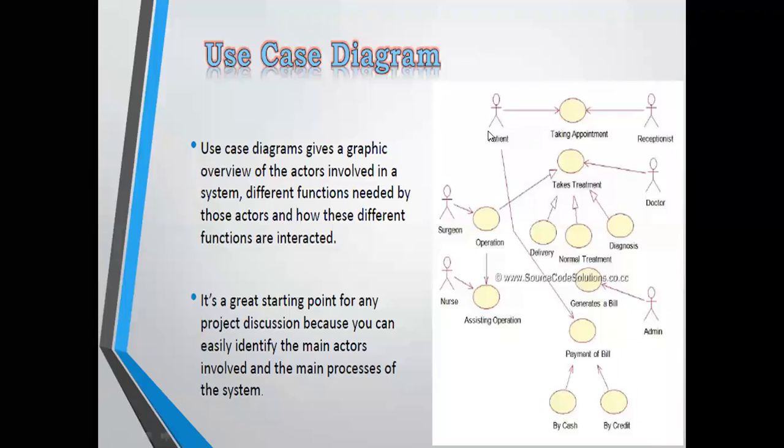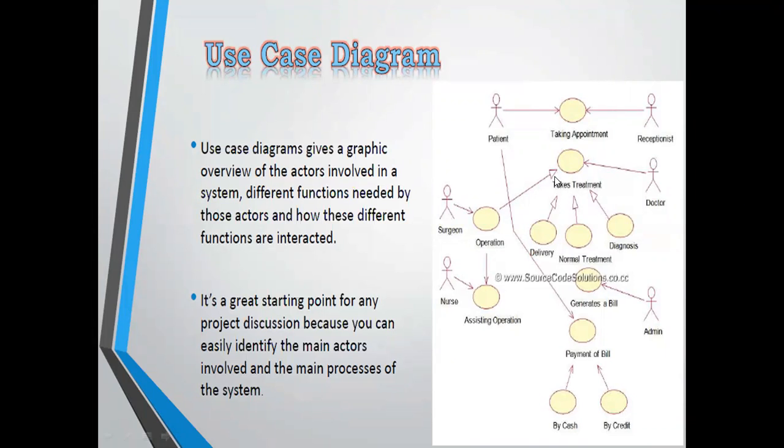Then after taking the appointment, the surgeon or doctor is going to give the treatment to that patient. Okay, so the surgeon will do the operation, or assigns the operation to the next actor, that is the nurse. Okay, this is the generalization, takes the treatment or what kind of treatment. Okay, there are several types of treatment: delivery, normal treatment, or diagnosis, any type of diagnosis. This arrow indicates the generalization. Okay, this is an association.